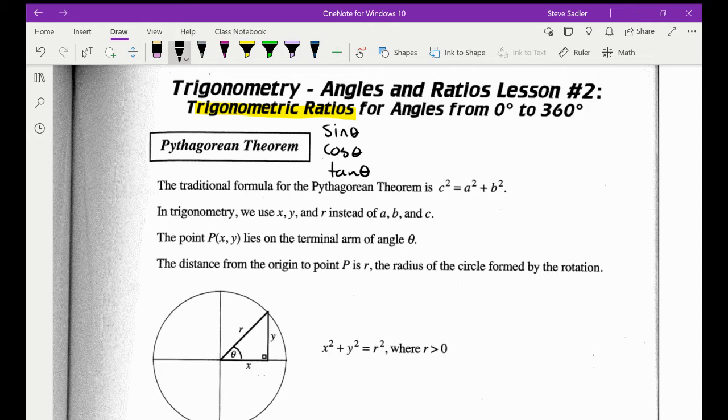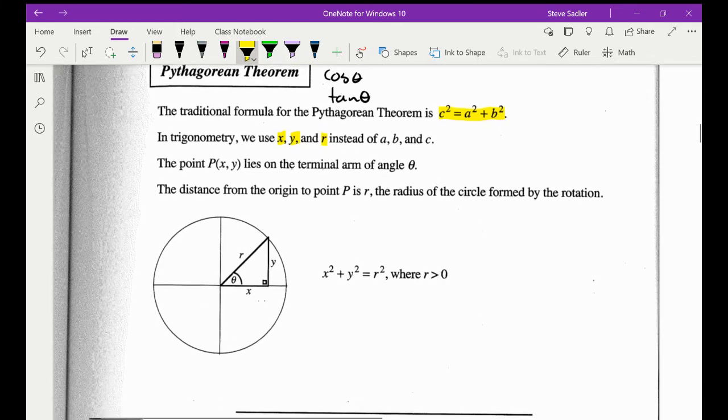Who knows? All right, so we know the traditional formula for the Pythagorean theorem is c squared is equal to a squared plus b squared. And this is looking at the sides of a triangle and calculating the sides of a right angle triangle. In trigonometry, we are going to use x, y, and r instead of a, b, and c. So I'll show you what I mean by that.